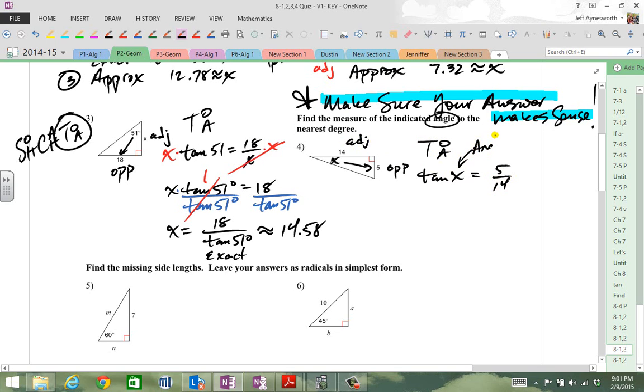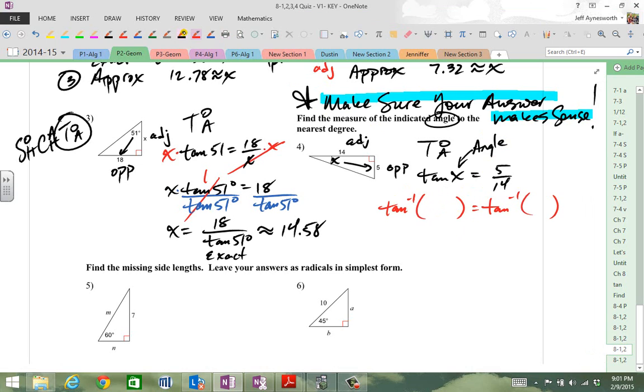Now, to solve for an angle, you always take the inverse of that function on both sides. So what we're going to do, and let me show you in red, is that you take the inverse tangent of the left side and you take the inverse tangent of the right side. Well, what is the left side? You take the inverse tangent of tangent x. See that? Right there. And then you take the inverse tangent of 5/14.